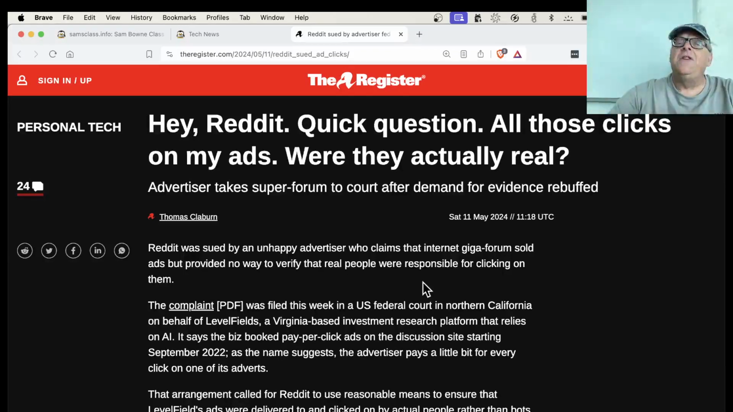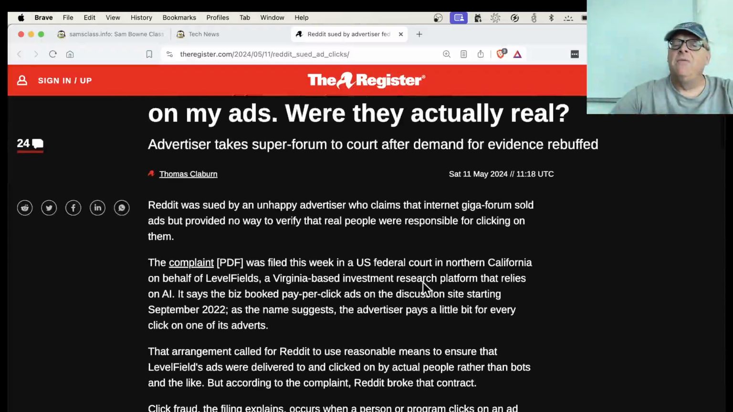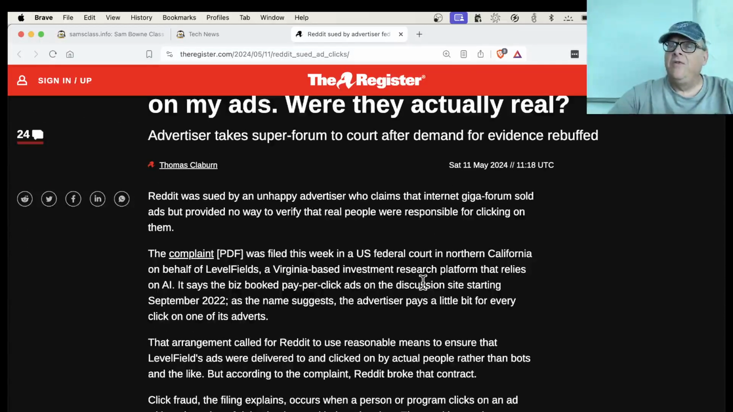Reddit will not tell you the IP addresses the click came from. They claim they don't have that information. And somebody sued and said, I want that information to see how many clicks are fake. And Reddit refused to provide them. And the judge said, well, you have to provide them. And so that's going through the courts.